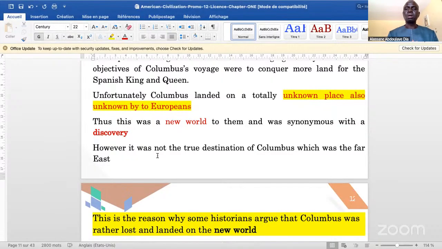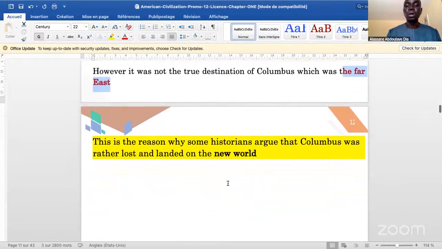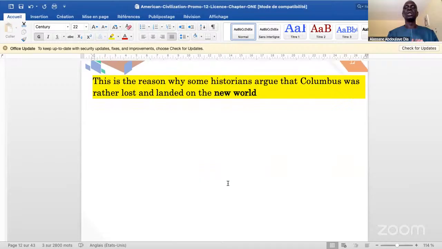So the right version is that, however, it was not the true destination of Christopher Columbus. He was not going to America. He was going to the Far East, in India, in Asia. But the advantage is that he discovered something new, and they considered he discovered a new world. This is the reason why some historians say that Christopher Columbus was rather lost. He was lost, and he landed on a new world. And that was an opportunity, an occasion for him to say, I discovered now.